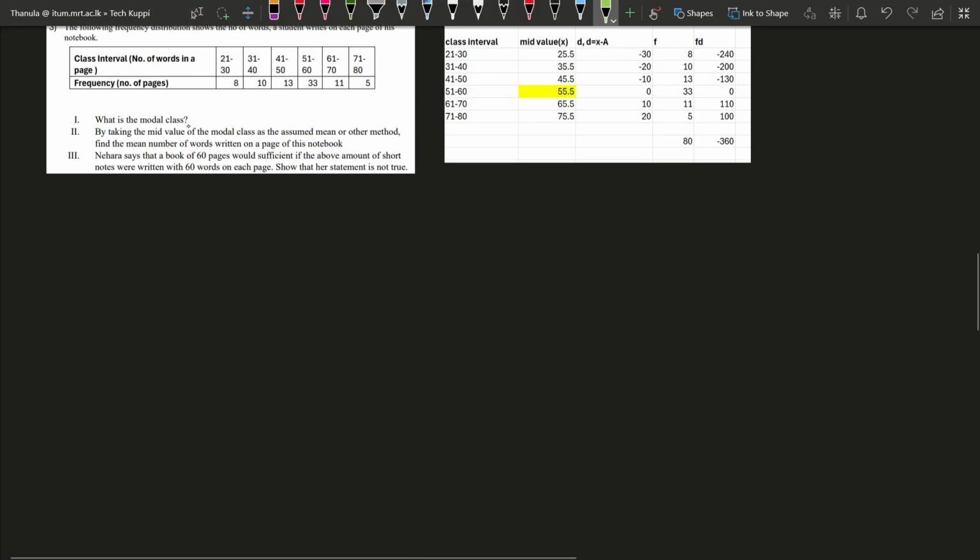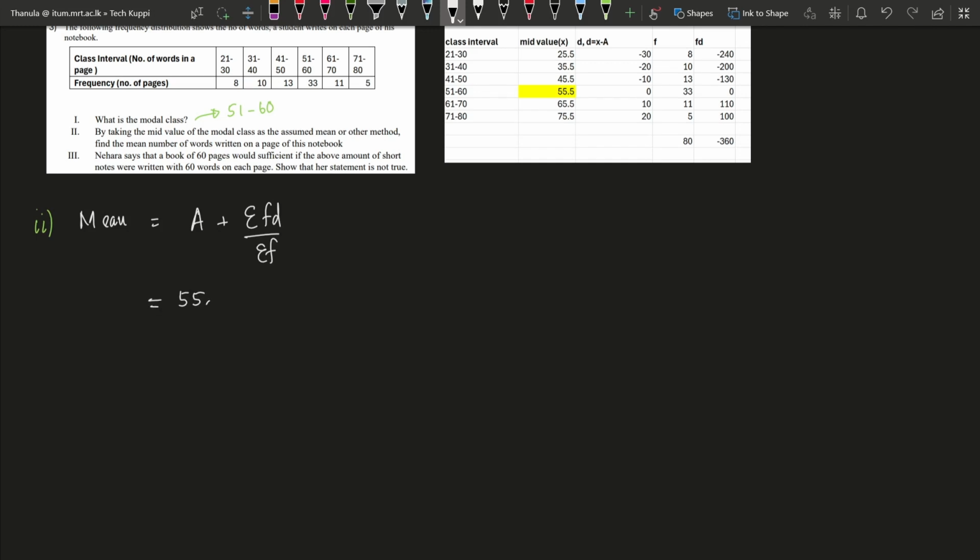Now the modal class is 51 to 60. By taking the mid value of the modal class as the assumed mean, we did that part, right? This is the assumed mean 55.5. We need to find out the mean value, right? Then just write mean is equal to what? A plus sigma fd over sigma f.